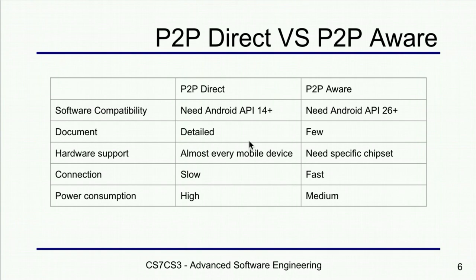The two options we had for implementing our own P2P network were P2P Direct and P2P Wire. After careful consideration, we chose P2P Direct because it has better compatibility and the development document is more detailed.